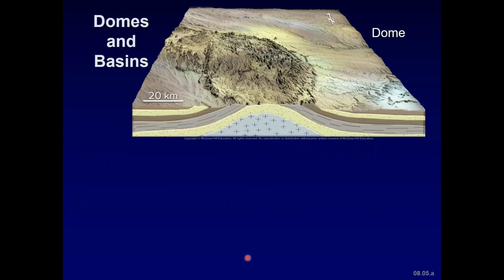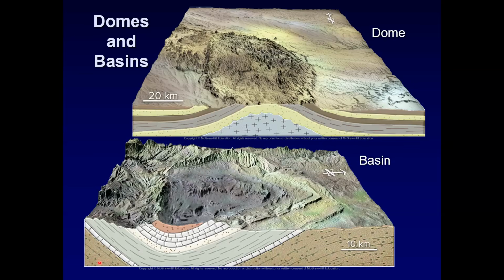So we can also think about domes and basins. Domes are layers that are uplifted in a circular or elliptical area and dip away in all directions. And then the oldest rocks are in the center of the dome. The basin, that would form by folding, and the layers are going to dip toward the center of the basin from all directions. The younger layers are in the center of the basin.